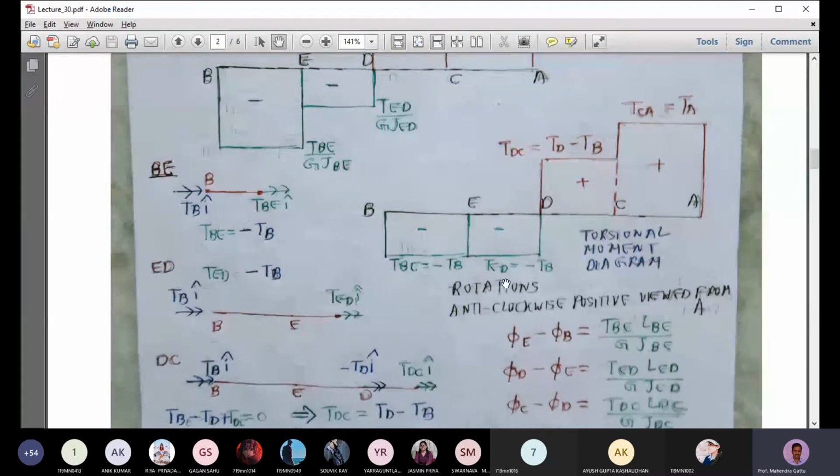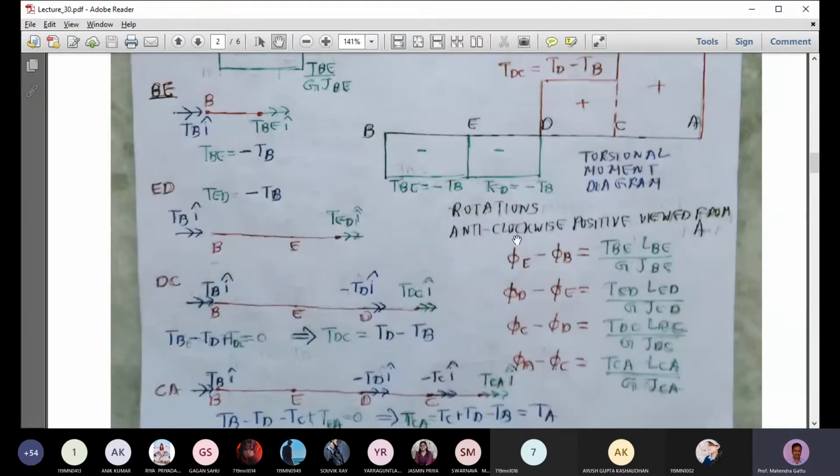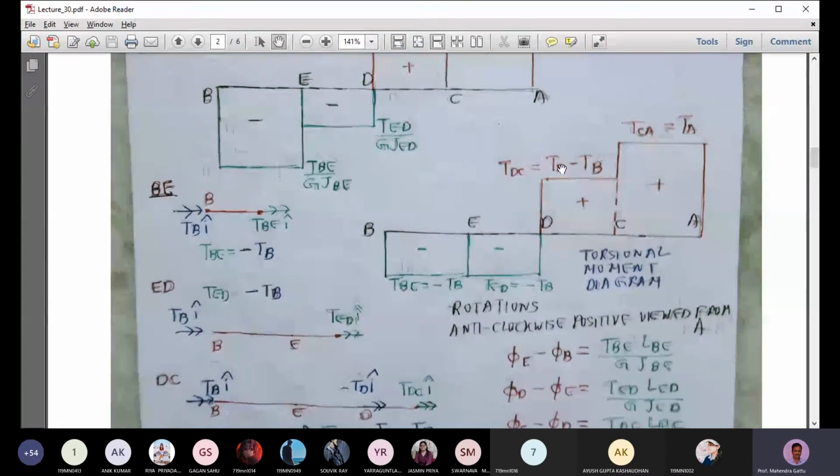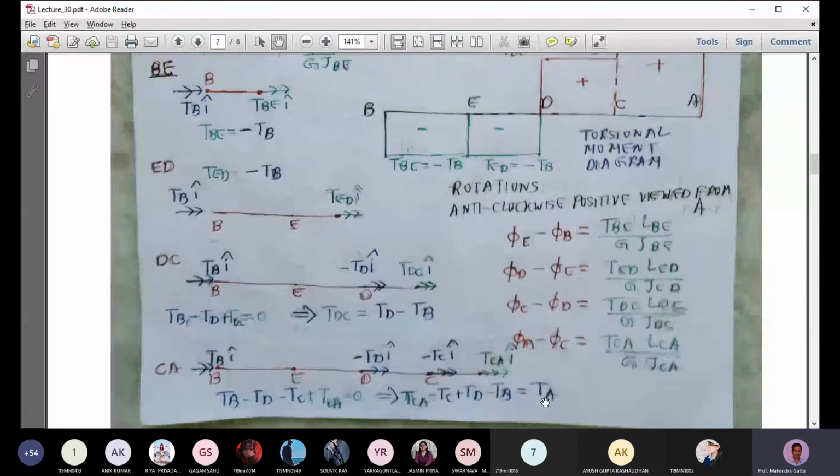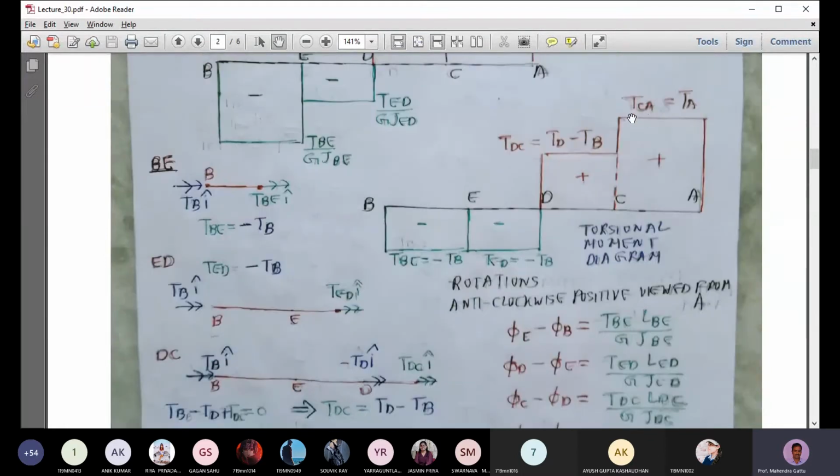Although the area of cross section has increased, the torsional resistance is still the same. And between D to C, there is a jump, and that value is TD minus TB. So it has gone 6 minus 2, which is 4. So I'm drawing it above the x-axis, and this is the torsion moment in the segment DC. And then we'll have TCA. The torsion resistance is TA, so TCA is TA, and that value is 6. So it goes minus 2, 4 and 6.